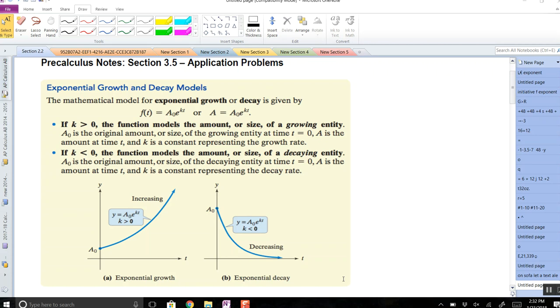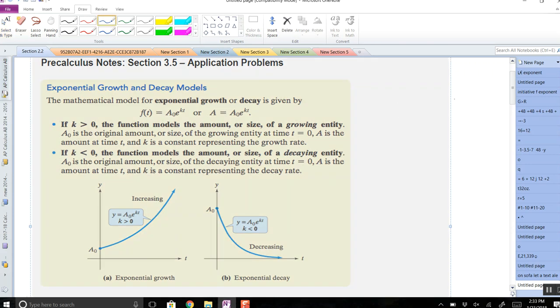Hey there, here's a video on section 3.5 part 1 regarding application problems for exponential models. And so here we're going to talk about exponential growth and decay. These models look a little different than what we're used to.